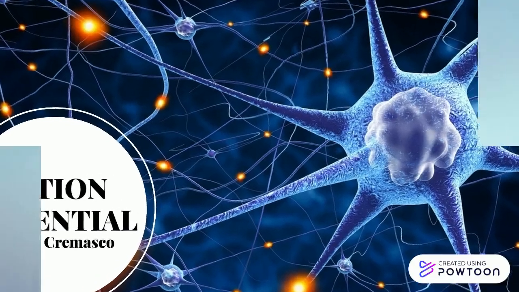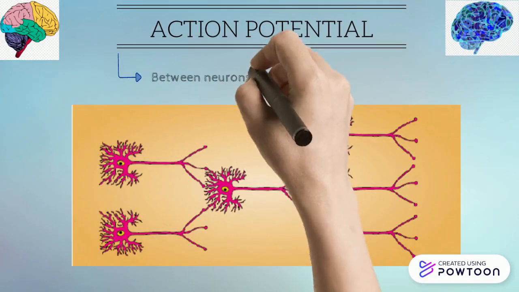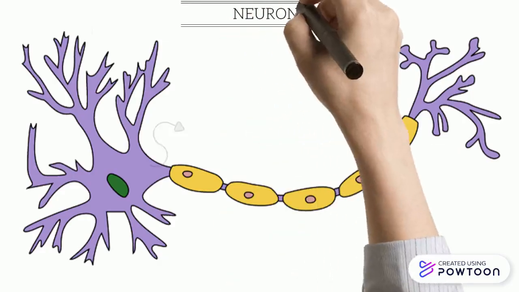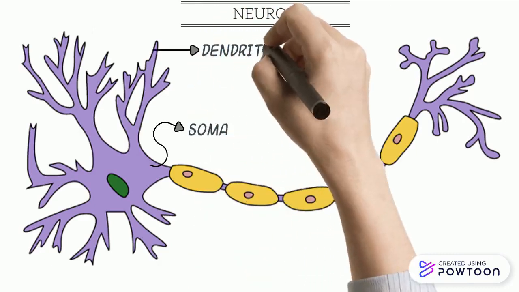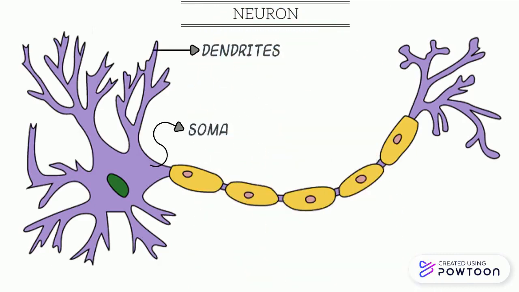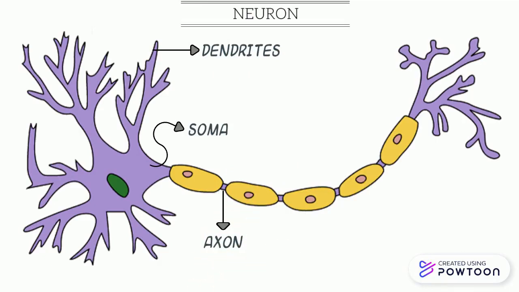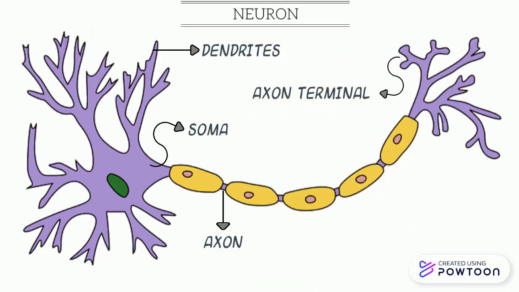So, first, an action potential occurs between neurons, which are the cells from the nervous system. The structure of the neurons is basically the soma, which is the cell body; the dendrites, which are the ones that receive the information; the axon, which will transport the information; and the axon terminal, which is the end of the axon that will release the neurotransmitters.